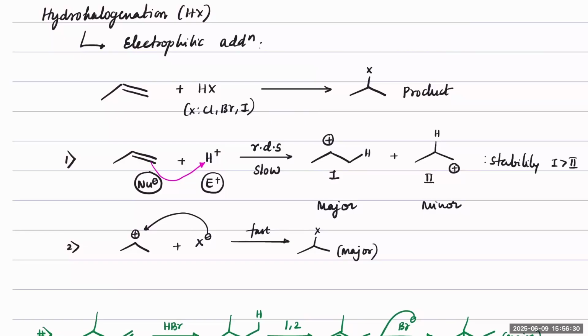Next one is hydrohalogenation. That is, if you have a pi bond added with HX, HX could be any mineral acids like HCl, HBr or HI, and you're expected to take it in a concentrated form so that it can undergo an addition. A hydrogen will get added here, X minus will get added here. So thus you will get this product.